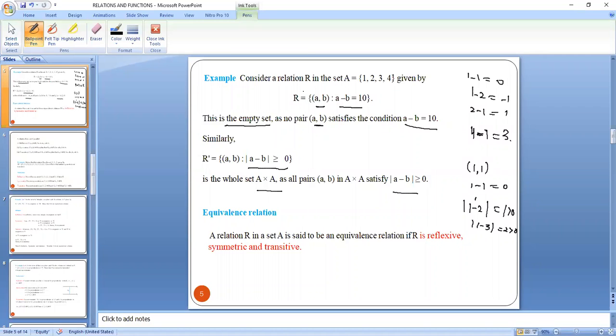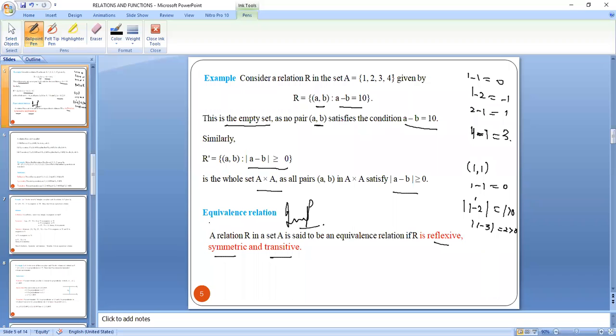In this way you can have questions like: what is an empty relation, give an example; what is a universal relation, give an example; or you may be given a question to find the relation, right? Then the next very important topic, and three more types, will be reflexive relation, symmetric relation, and transitive relation.